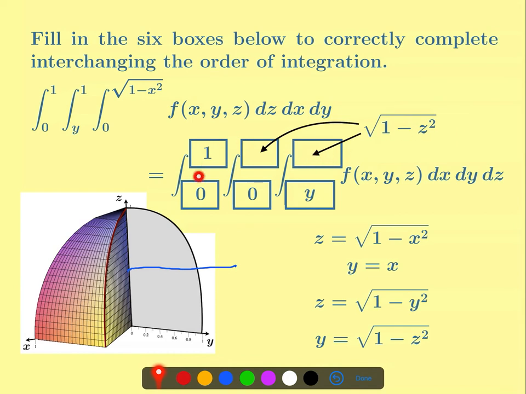So we are actually done with this problem now. We've set up the limits of integration for this triple integral. We have z going from 0 to 1, y going from 0 to the square root of 1 minus z squared, and x going from y to the square root of 1 minus z squared. So that's what's involved with switching the order of integration.